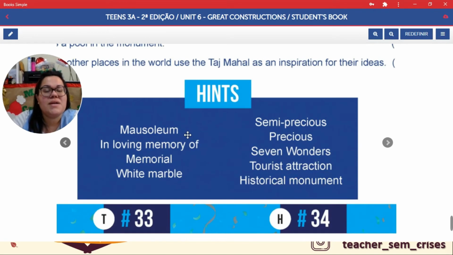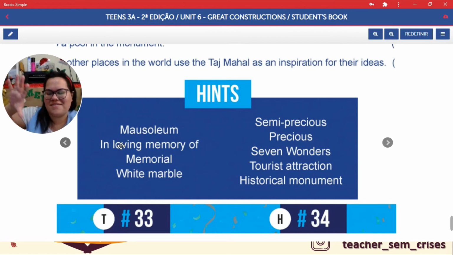So here, mausoleum, in loving memory of. Geralmente, isso aqui é aquela frase que eles colocam em graves, quando as pessoas morrem. I forgot the name, guys. In the graves. I forgot the name in Portuguese. Quando a pessoa morre, eles colocam isso. A gente vê muito isso em filme. Que eles vão mostrar lá no cemitério, tudo, eles mostram isso. Na grave, que eu esqueci o nome em português, but that's okay.